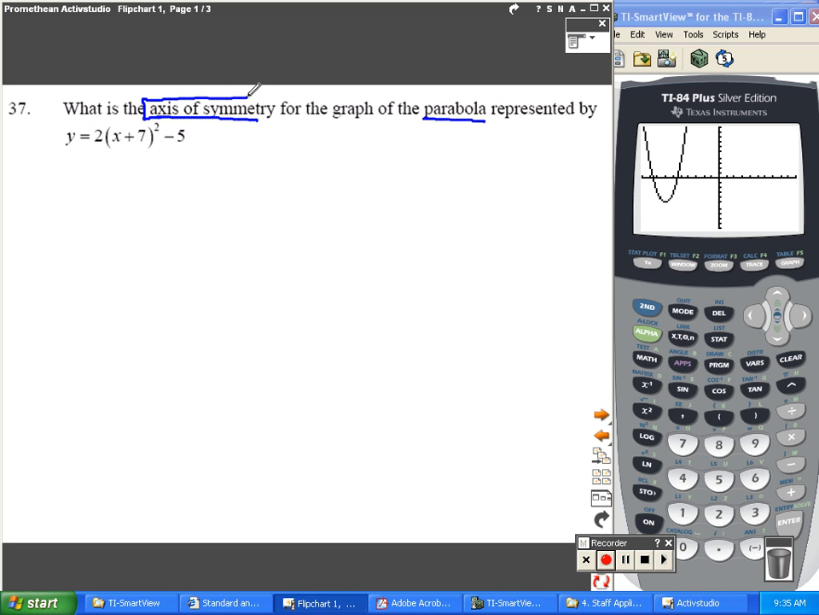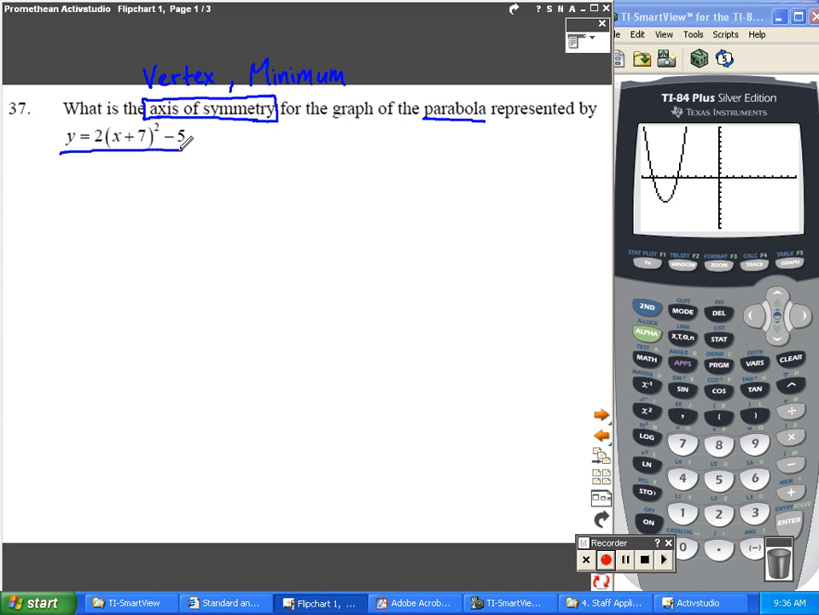The axis of symmetry, if you look here on the right, is the point at which the line of symmetry is drawn, the critical point. Our critical point here is our minimum or our vertex. So what they're really asking for by saying axis of symmetry is our vertex or minimum.